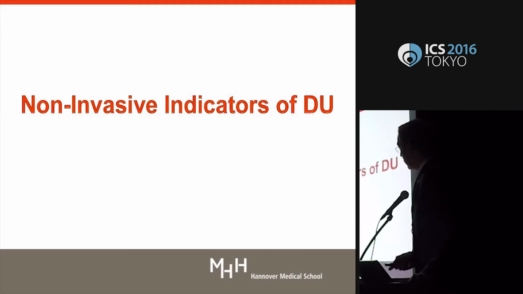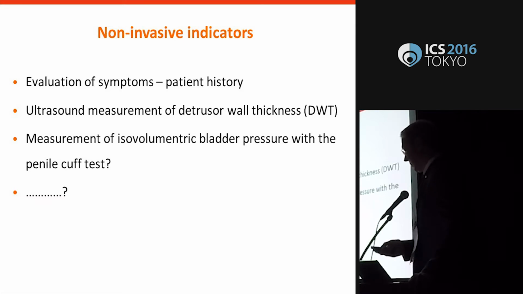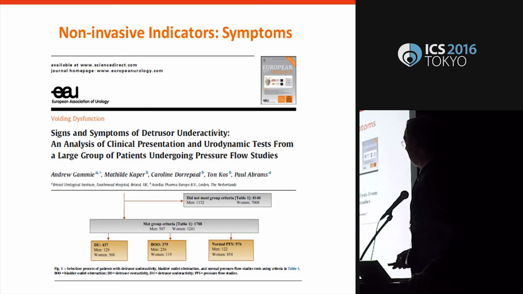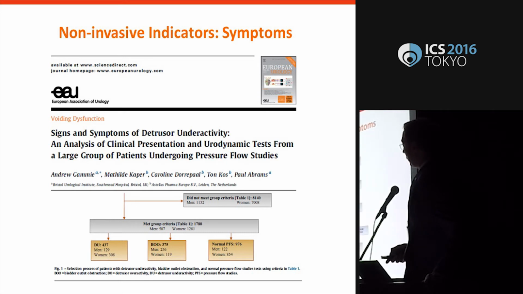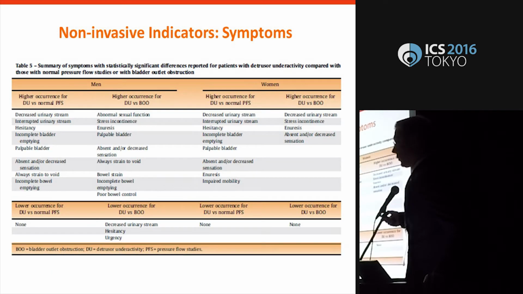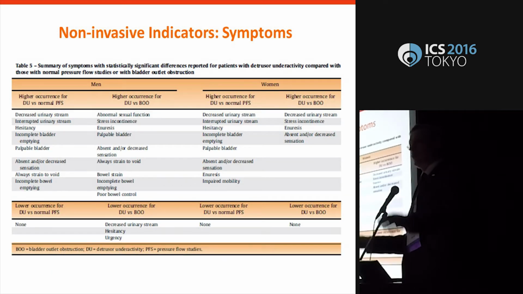I quickly pass through these non-invasive parameters, just want to point out some specific things. Symptoms: we've just heard from Chris Schäfer. This was one of the publications. Although it was previously said for decades that there is no symptom that's really predictive of detrusor underactivity, the working group of Andrew Gammie and Paul Abrams found some of those symptoms after a big analysis of 28,000 something traces, so they could predict that a certain set of symptoms is predictive of detrusor underactivity.